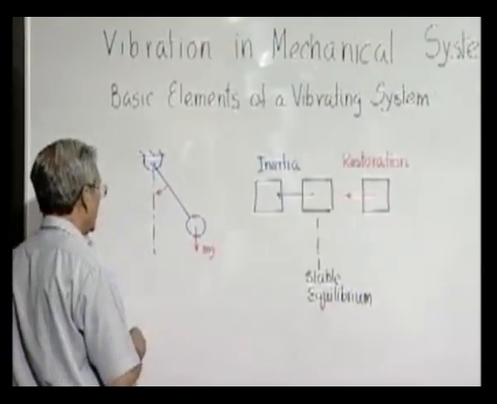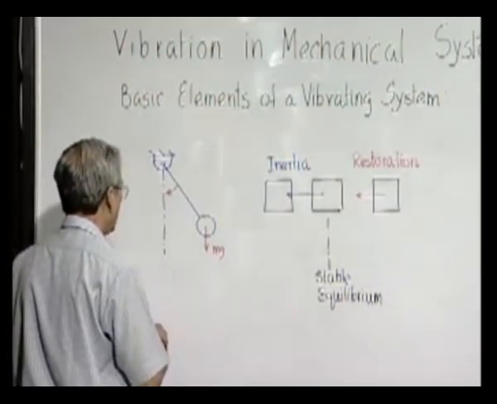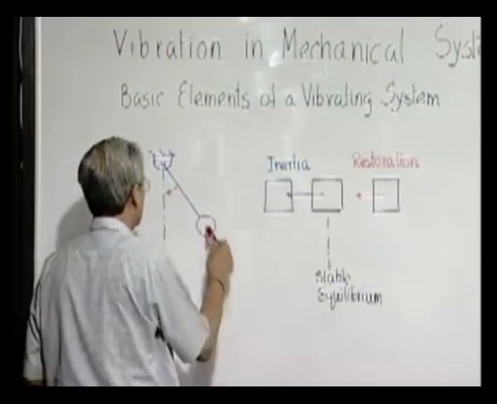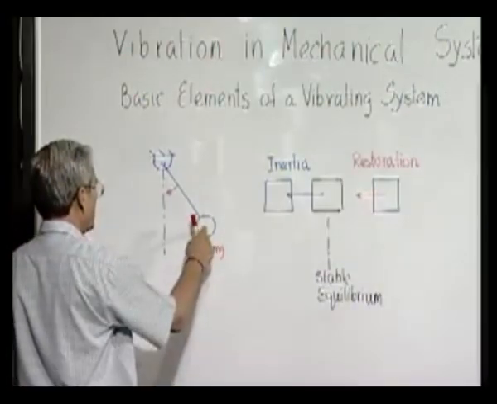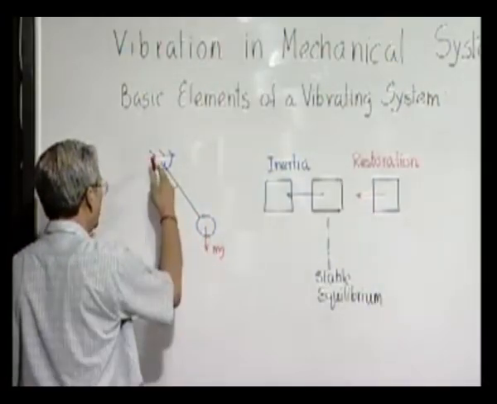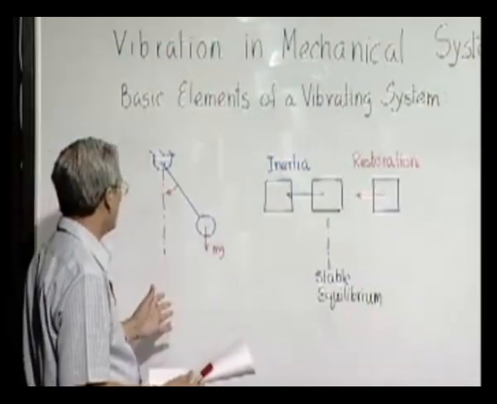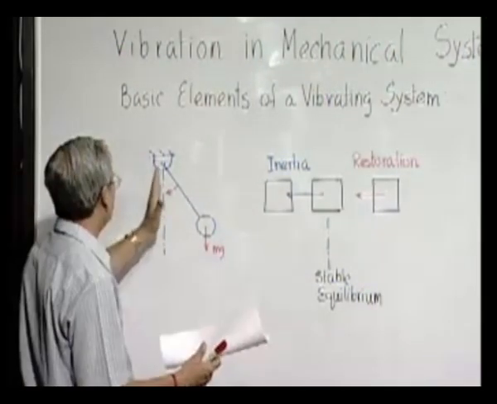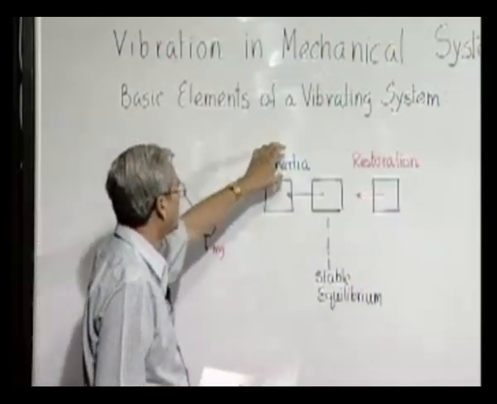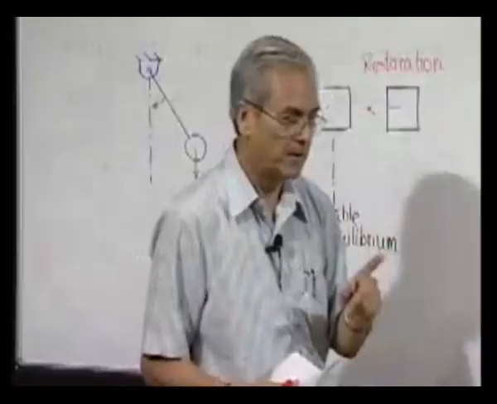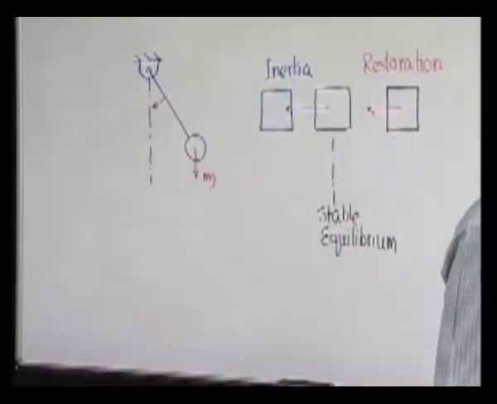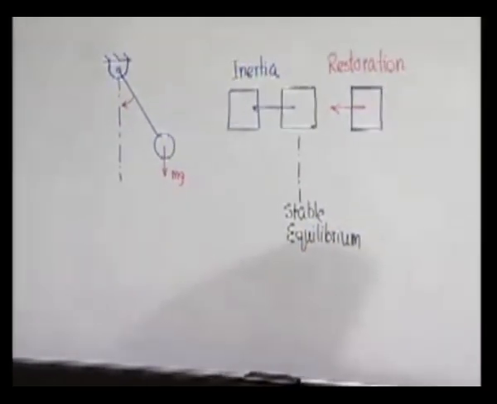If you consider a situation where there is no inertia, mass is zero, then restoration brings it back here, but when it comes here, there is no force acting, and since there is no mass, there will be no inertia, it will remain there. So these are the two essential parameters or properties of a system which are required to make the system capable of oscillation and vibration.